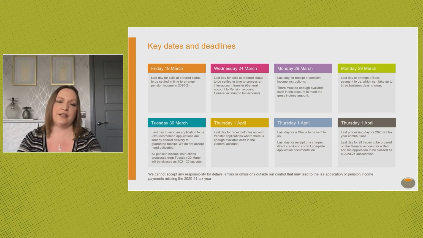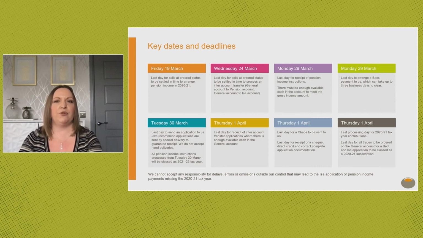It's also the last day to arrange a BACS payment to us, which can take 3 to 5 days to settle. Tuesday the 30th of March is the final date to send applications to us. If you're posting, we recommend sending by recorded or special delivery, or use our scan document process and send this via direct instead of posting. And any income instructions processed on or after this date will be classed as income in the new tax year.